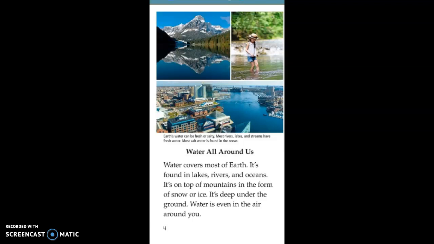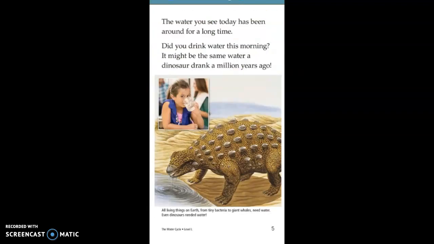It says, water all around us. Water covers most of Earth. It's found in lakes, rivers, and oceans. It's on top of mountains in the form of snow or ice. It's deep under the ground. Water is even in the air around you.